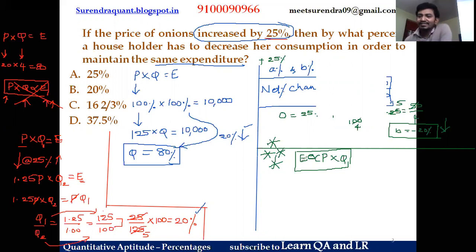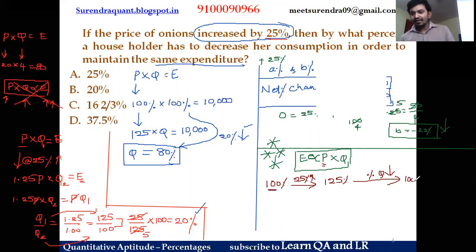So initially, we don't know what the expenditure is. So let us say 100% is the initial expenditure. But what happens to the price? Price increases by 25%. If this increases by 25%, as they are directly related, the expenditure also increases by 25%. So what is the new expenditure? 125%. But we don't know by what percentage the quantity, the consumption, has to decrease, but they want to maintain the same expenditure. Initially, expenditure is 100. Finally, the expenditure should be 100%. There is no change in the expenditure. Whatever the expenditure is, 100, they have to present at the end as well.